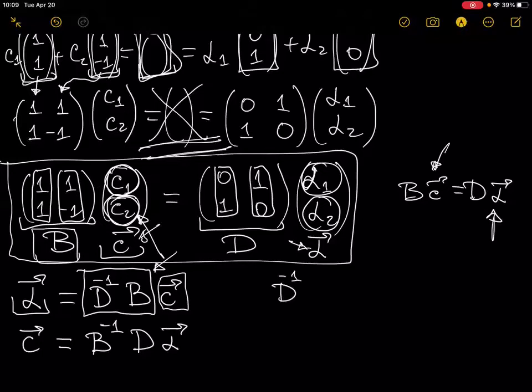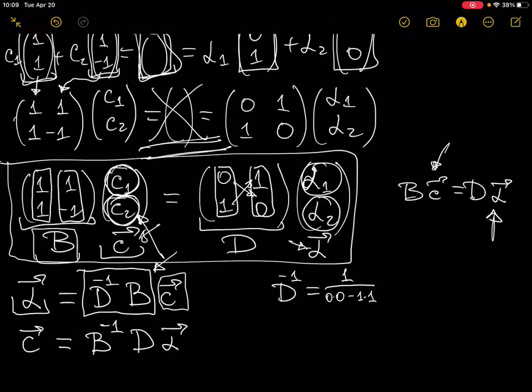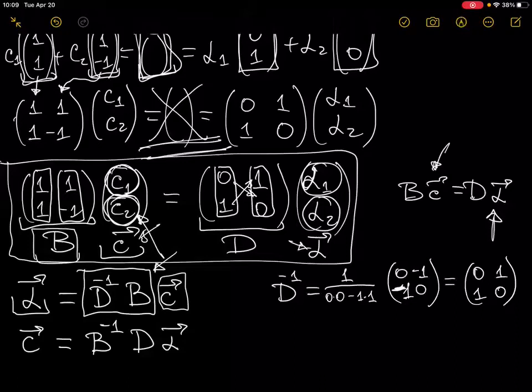Okay, could you tell me what will be D inverse? Anybody? One over minus 1, yes, 0, 1, 1, 0, because this minus that. Okay, and here what will I get? 0, negative 1, negative 1, 0. Exactly. Which will give me just this, right? So as a result, D inverse times B will be 0, 1, 1, 0, multiplied by B, which is 1, 1, 1, negative 1.